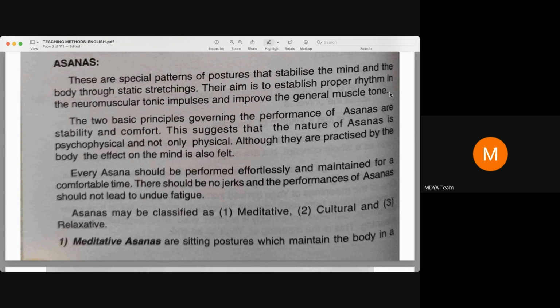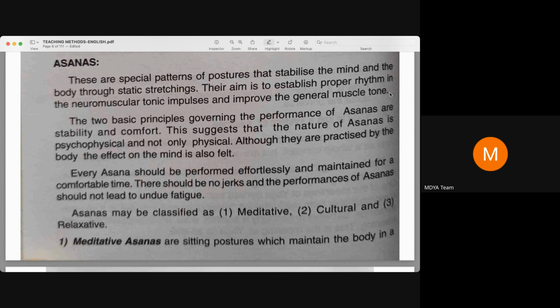Asanas here, as per this book, are classified into three major parts. First is meditative asana, then cultural asana, and then relaxative asana. Cultural means all those asanas in which we do stretching and bending. All those types of asana come under the cultural asana.